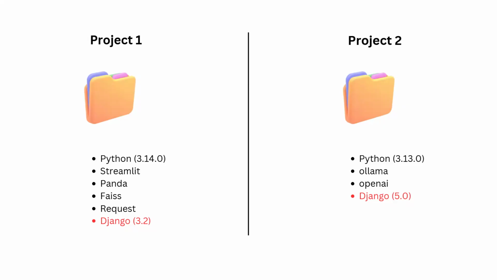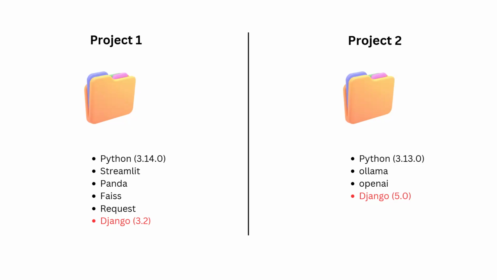Imagine you are working on multiple Python projects on your computer. One project uses Django 3.0 as a Python library, while another needs Django 5.0. Now, if you install everything globally in your main system, these versions will start clashing, and suddenly one or the other project may stop working properly.